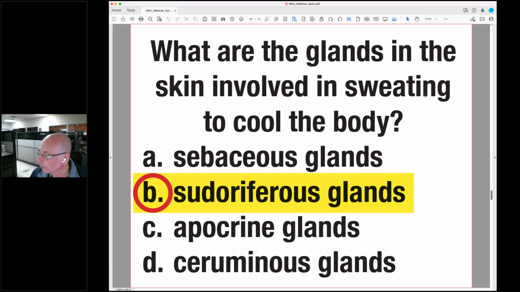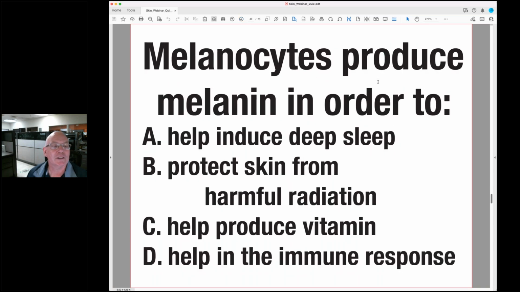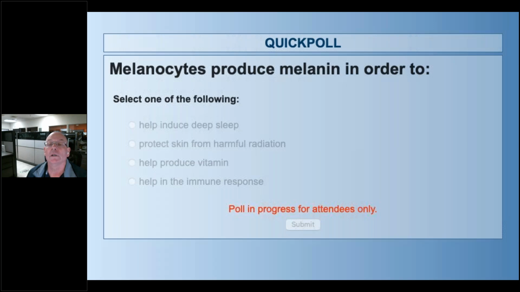Here we go. Right. Next question. Melanocytes produce melanin in order to help induce deep sleep, protect skin from harmful radiation, help produce vitamins, or help in immune response.